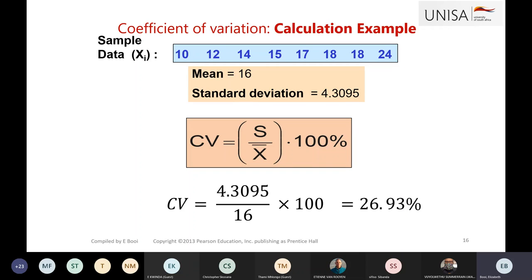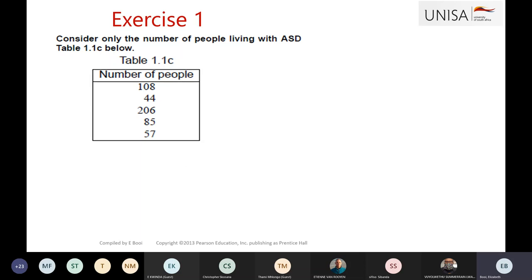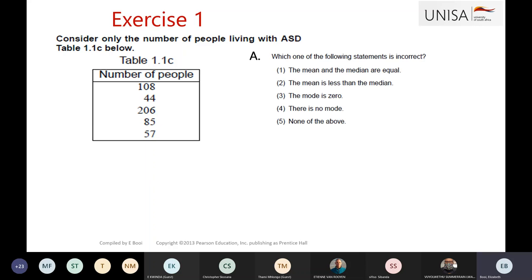And with that, remember I said I'm going to give you time to take a break and also do an exercise. Here is your exercise to do. Given the number of people living with ASD, and this is the table with the X values or your sample of your values, 100, 4, 206, 85, and 57. Based on that information, which one of the following statements is incorrect?